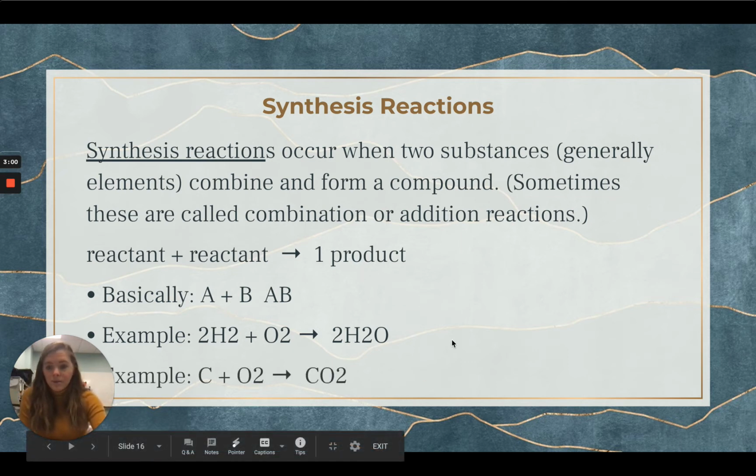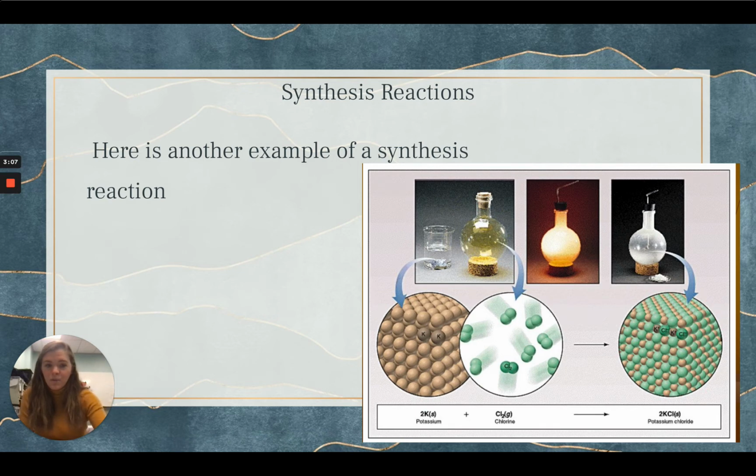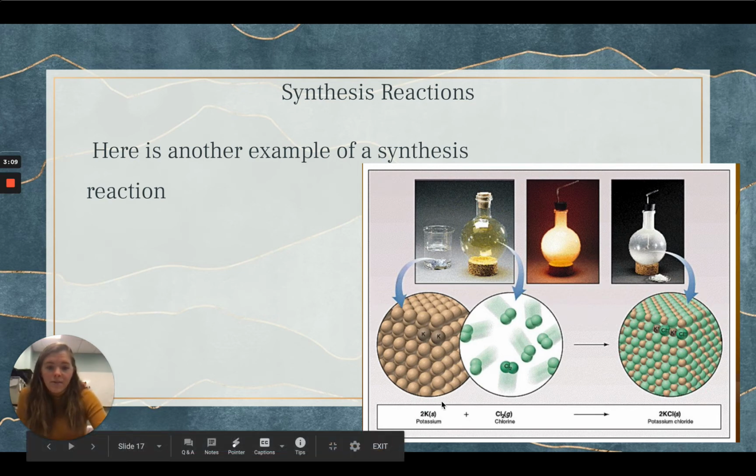So here's another example, but let's do some practice problems with this. Oh, before that, another example, and this is just a real-life application of what something might look like. So here we have potassium, which is just a metal, as we know, combining with chlorine gas. And when those 2 things combine, they form KCl, so potassium chloride.